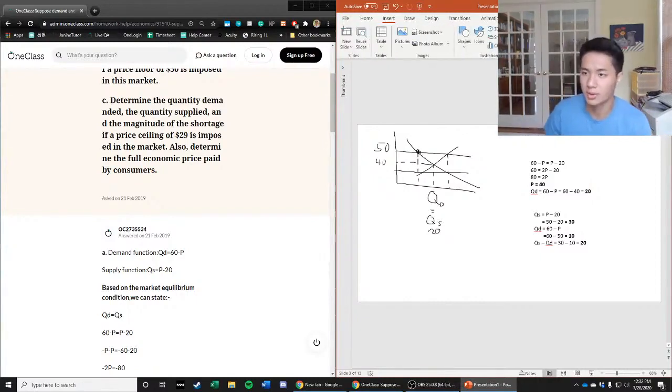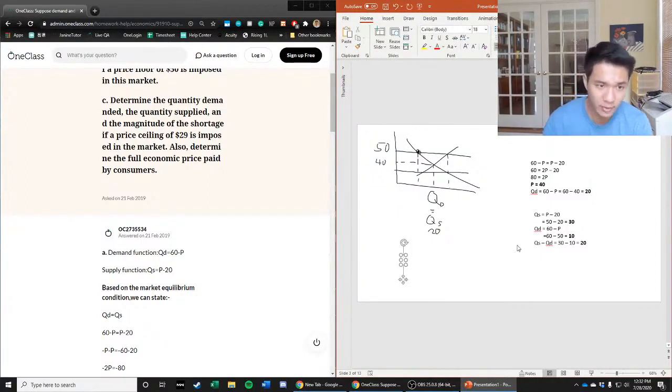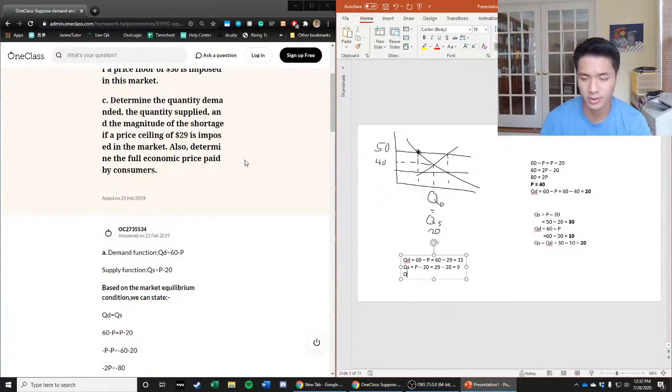Let's draw this out one more time in a text box. Okay, let's start with QD. QD is equal to 60 minus P, and in this case we know that P is equal to 29, so 60 minus 29 is equal to 31. And QS is equal to P minus 20, and we know that P is equal to 29, so 29 minus 20 is equal to 9. And then the shortage is equal to QD minus QS is equal to 31 minus 9 is equal to 22. So the shortage is 22.